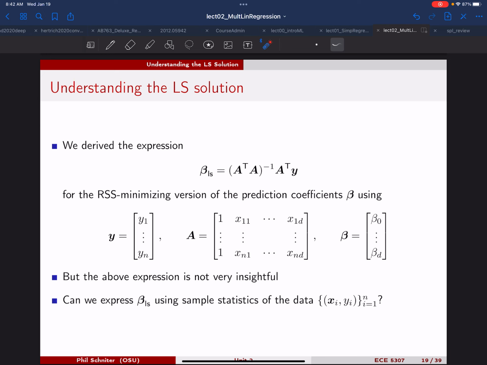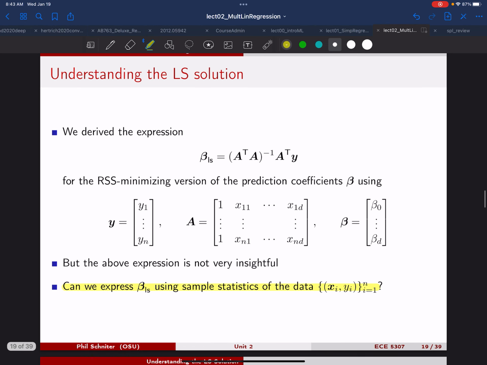So the question is, can we express this instead using the sample statistics of the data, which is something we were able to do with simple linear regression? In other words, like sample mean, sample covariance, things like that. And the answer is yes, we can. We just have to extend our statistics from scalar to vector. So that's what we'll do next.